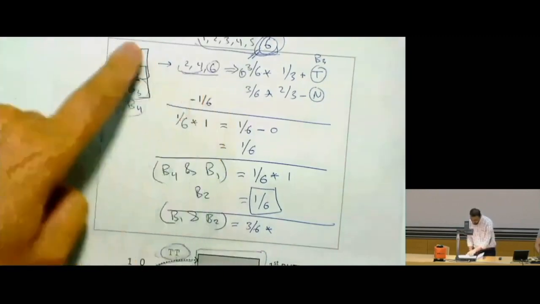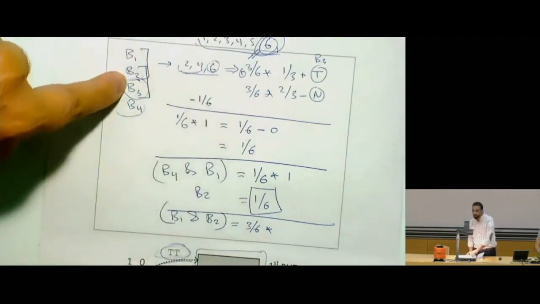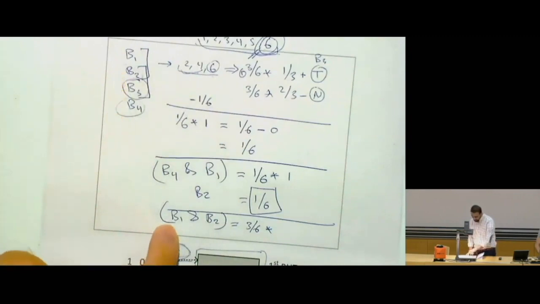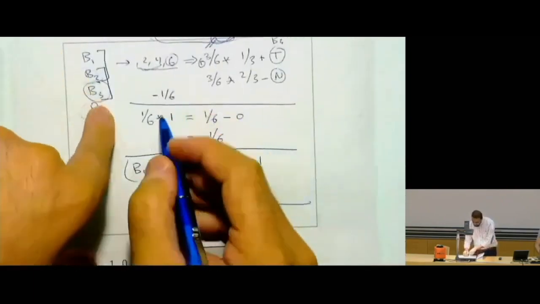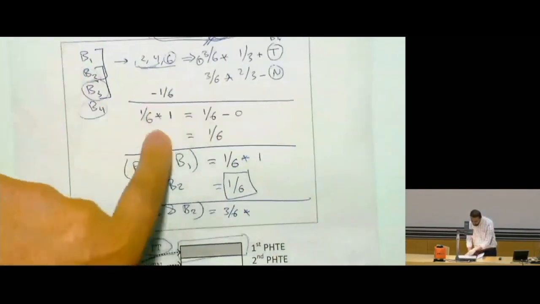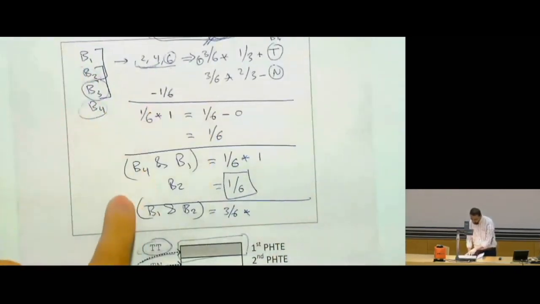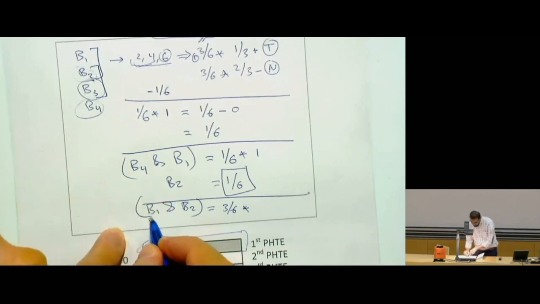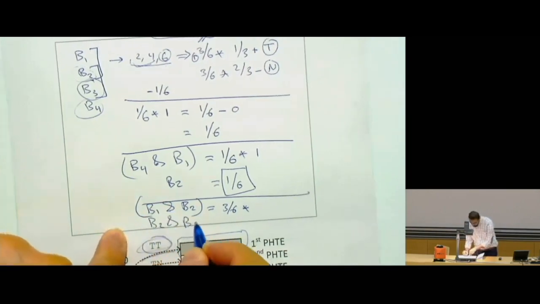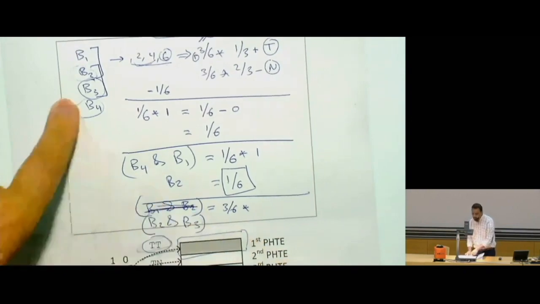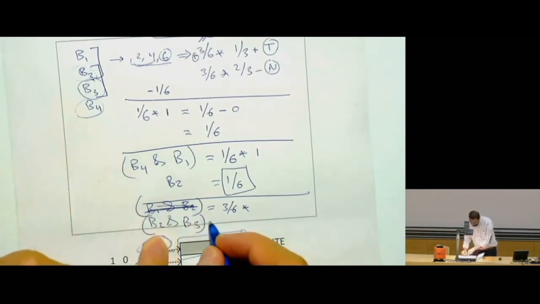No, the first one was B1 and B2, and I'm checking B3. Oh, sorry. Yeah, so first one was B1, B2, I'm checking B3. Now B2 and B3, I'm checking B4. Now B4 and B1, I'm checking B2. And what else? So it should be B2 and B3, and now I'm checking B4, right? Okay, now it makes sense.